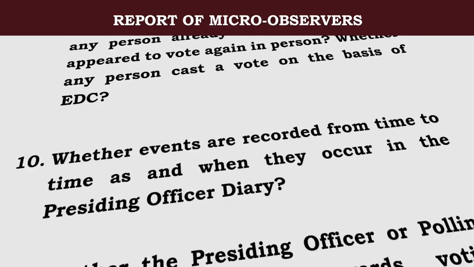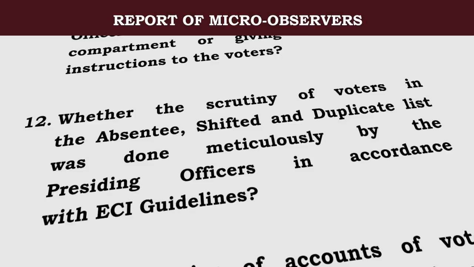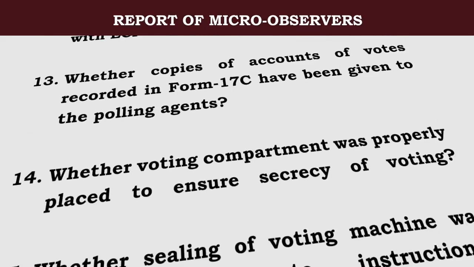Whether events are recorded from time to time as and when they occur in the presiding officer diary. Whether the presiding officer or polling officer was going towards voting compartment or giving any undue instructions to the voters. Whether the scrutiny of voters in the absentee, shifted and duplicate list was done meticulously by the presiding officers in accordance with ECI guidelines. Whether copies of accounts of votes recorded in Form 17C have been given to the polling agents. Whether voting compartment was properly placed to ensure secrecy of voting.